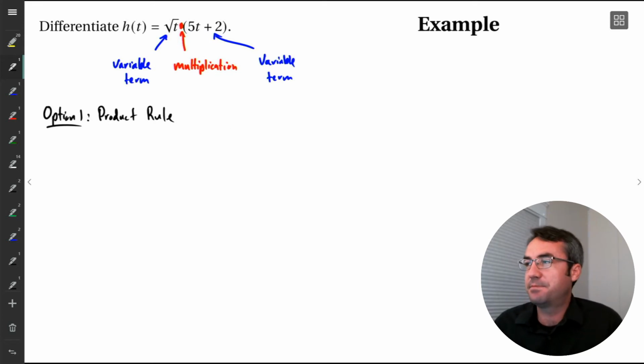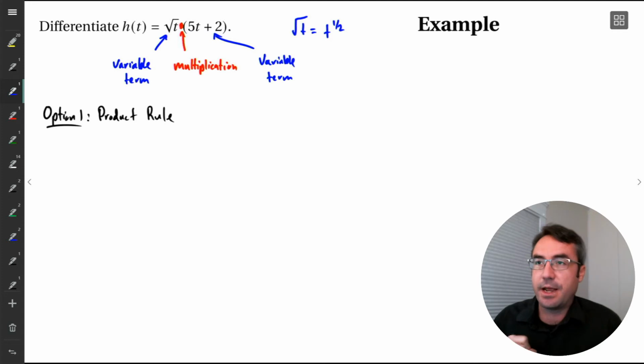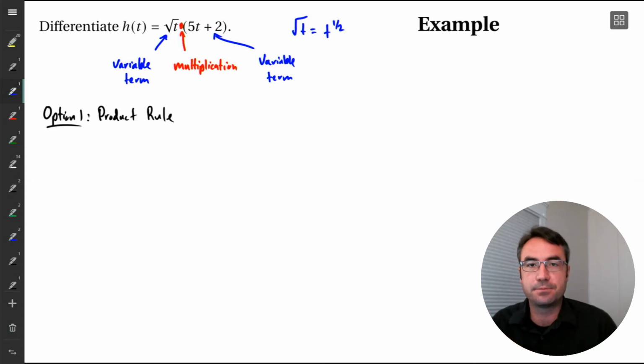And before we start getting into this, we're going to rewrite that root function. So we know when we differentiate root functions, it's usually helpful to rewrite them with an exponent as a power function. So just keep this in mind. We're going to change that square root t to a t raised to the 1/2 power. It's kind of a standard thing we do.